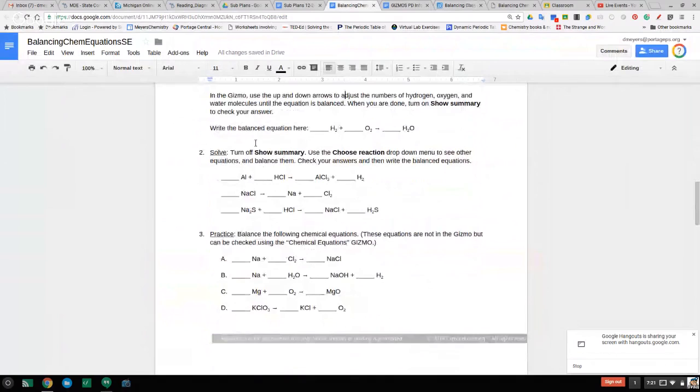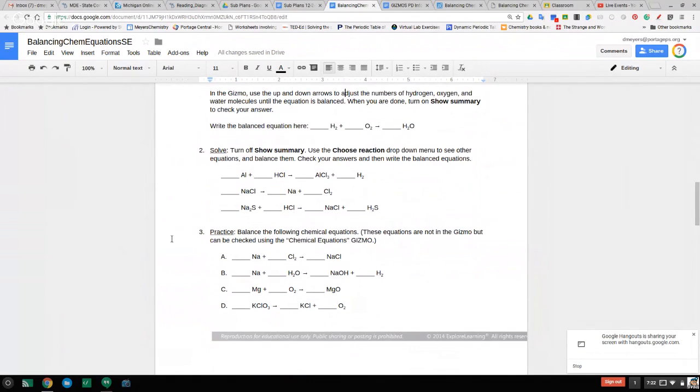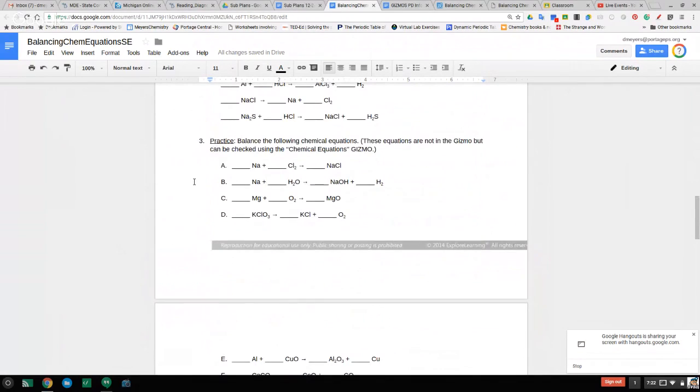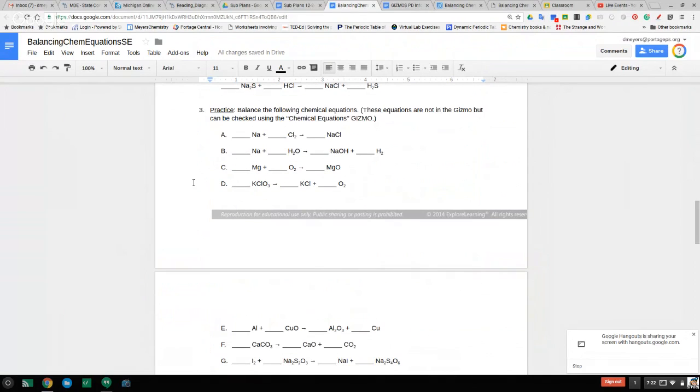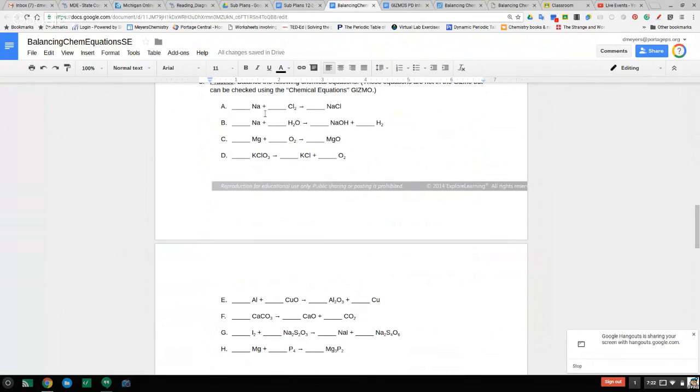Okay. Solve, you're going to turn off show summary, and then you're going to choose reaction. Check your answers, and see how you do. And then step 3 here is balancing the following equations. My hope is that you can do these by hand, by checking to see if each atom is added up on each side and just working through it.